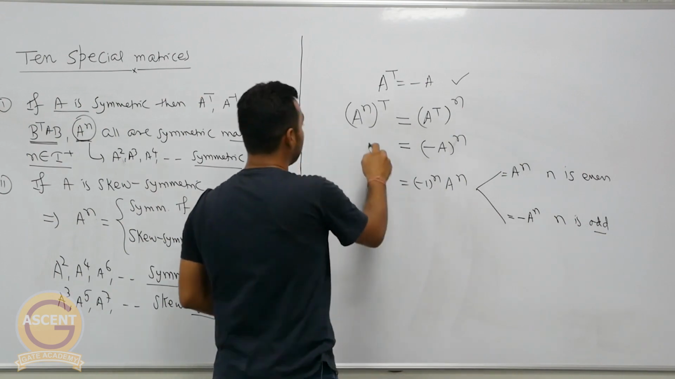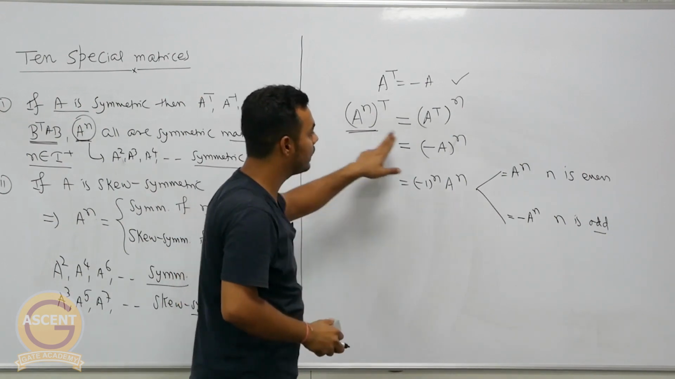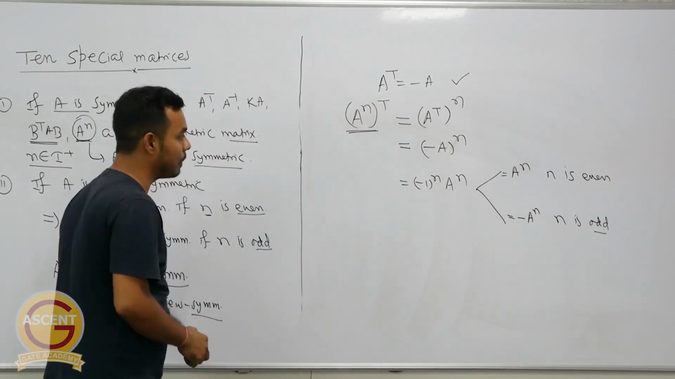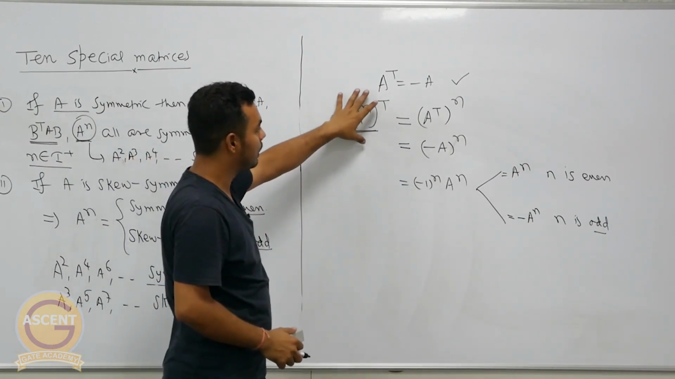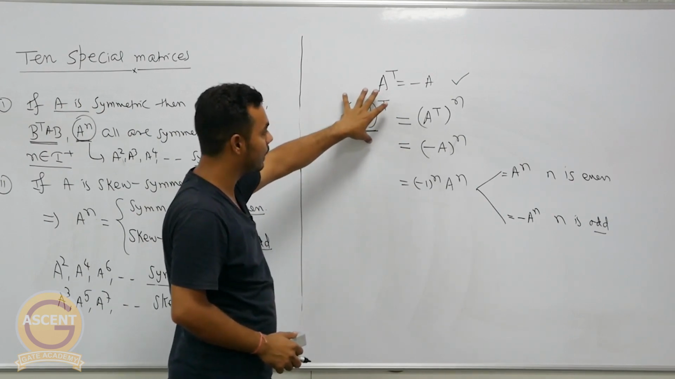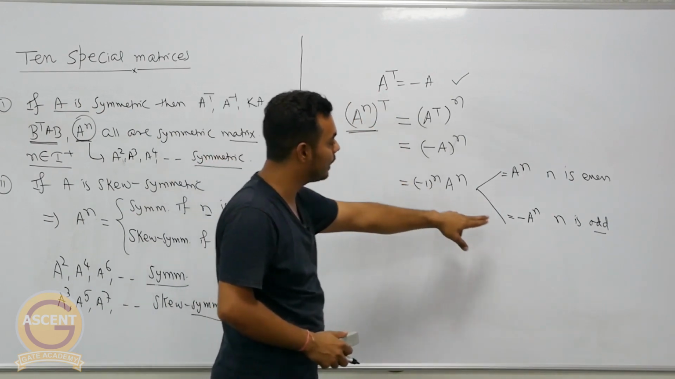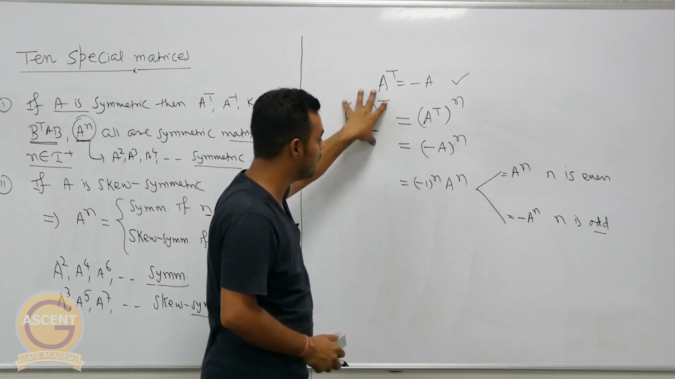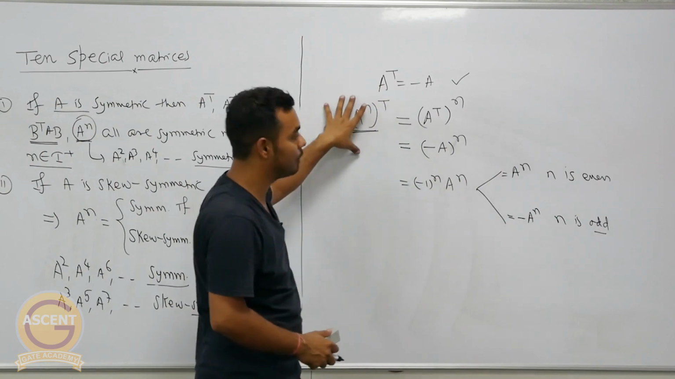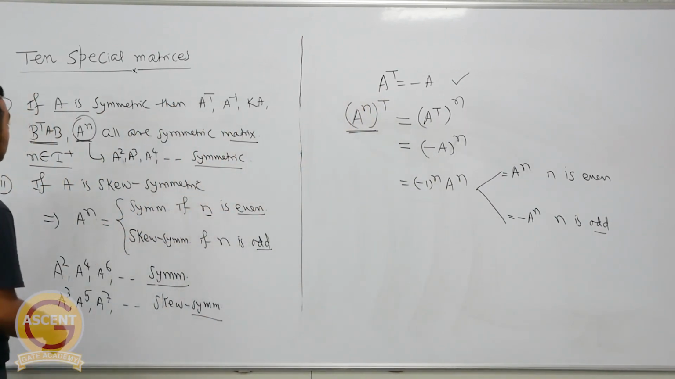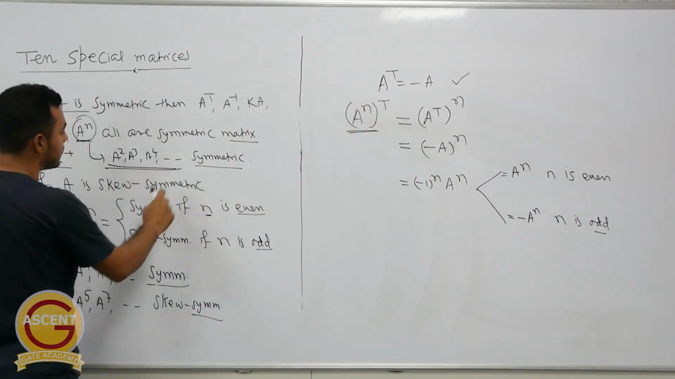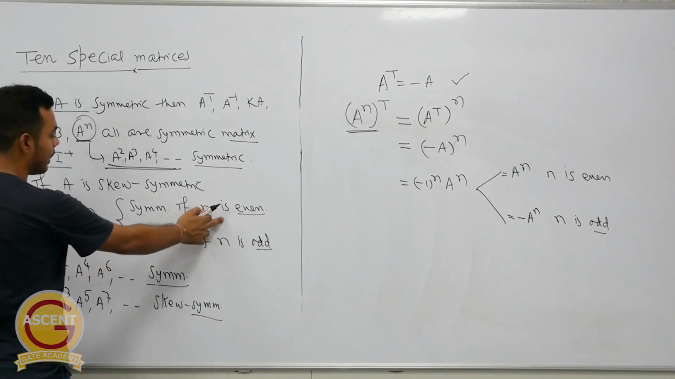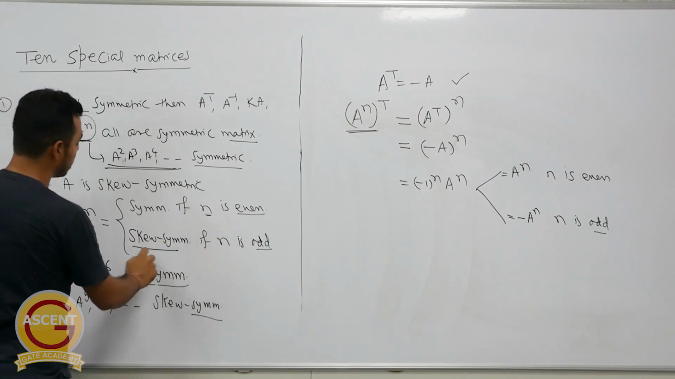So you can see that if I take the transpose of this matrix, then I will get the same matrix if n is even, and therefore this matrix will be symmetric. But if n is odd number and I take the transpose of this matrix, then I will get A to the power n with minus sign. So when n is odd number, this matrix will be skew symmetric. If n is even number, then it will be symmetric. So this is a very important point. In case of symmetric matrix, any power of matrix A is symmetric. In case of a skew symmetric matrix, only the even power is symmetric, all the odd power is skew symmetric.